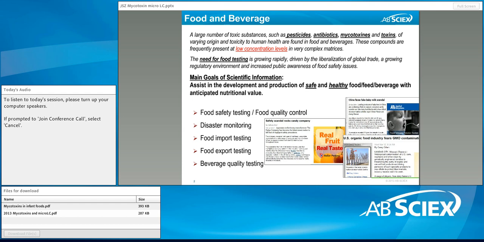So nowadays, we can say analytical methods such as GC-MS or LC-MS are involved in many aspects of industry, food production, food safety testing, and global trading, as well as our daily life. So the most important thing for us is to provide a robust method for food testing and food quality control, import, export testing, and also sometimes for disaster monitoring.